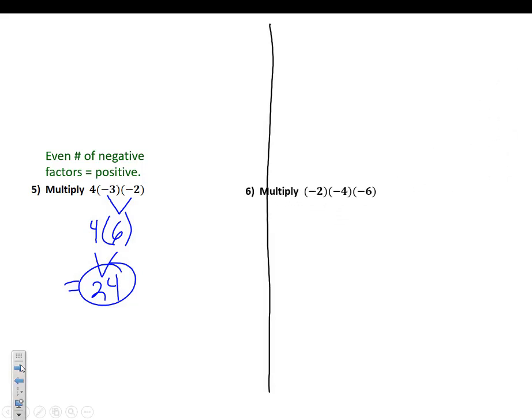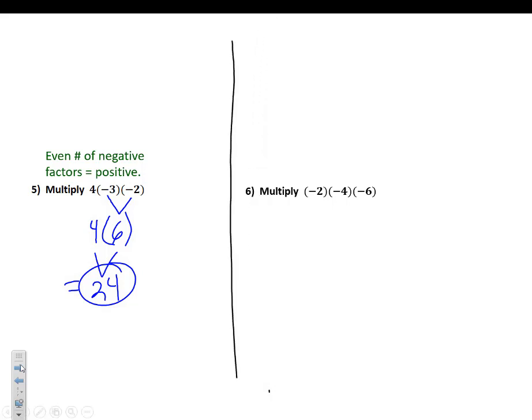In example number 6, oops, I had put my line in the wrong spot. Example number 6, now we're multiplying a negative 2 times a negative 4 times a negative 6. Above this one, we're going to say if I have an odd number of negative factors, then the answer will be negative. No matter how many factors we have, if we count up the number of negative ones, and it's an odd number of negative factors, the answer will be negative.